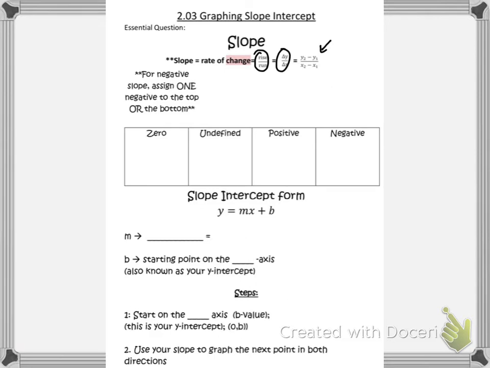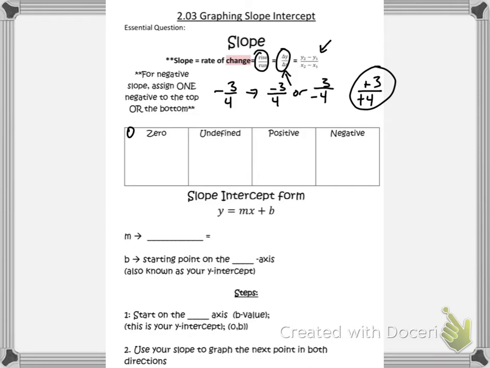For negative slope, one tip is to do delta y over delta x. So for negative slope, I do want you guys to assign one negative to the top or the bottom. For example, if I have a negative slope of negative 3 over 4, I need you to take that negative and put it to the top like this, or put it to the bottom like this. But if you decide to put it to both the top and the bottom, that is actually wrong, because negative over negative becomes positive, and this is now an entirely different slope from negative 3 over 4.